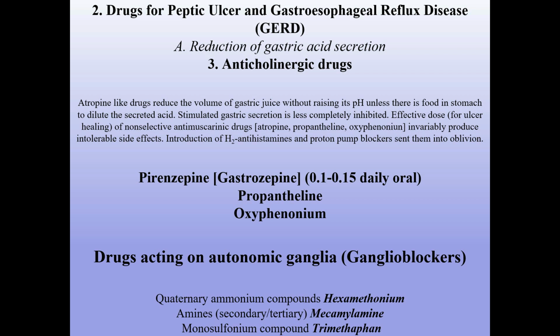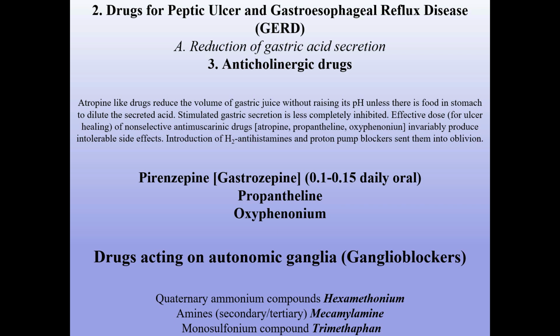Third group, anticholinergic drugs. Atropine-like drugs reduce the volume of gastric juice without raising its pH unless there is food in the stomach to dilute the secreted acid. Stimulated gastric secretion is less completely inhibited.